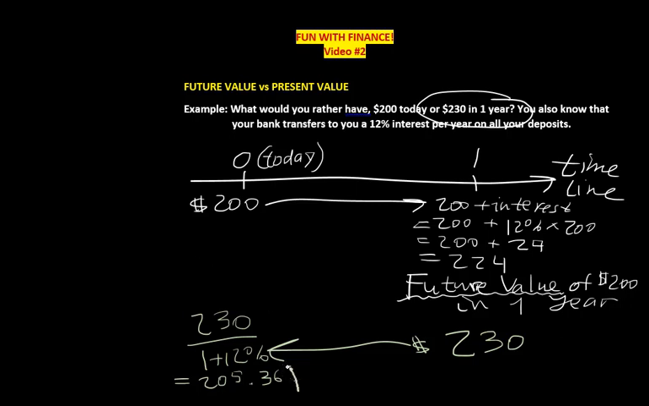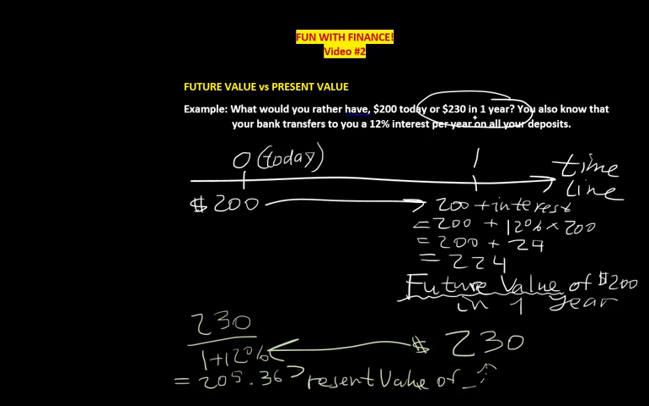And lastly, $205.36 is nothing but the present value of this number. And this explains the difference between future value and present value, and how we can compare dollar amounts at two different points of time by either comparing the present values, like 205.36 versus receiving only 200 today, which is clearly the worst option, or by instead comparing future values like we did first. So 230 in 1 year versus 224 in 1 year.